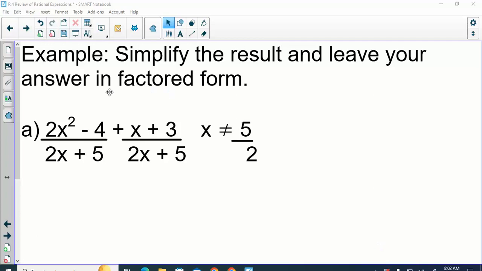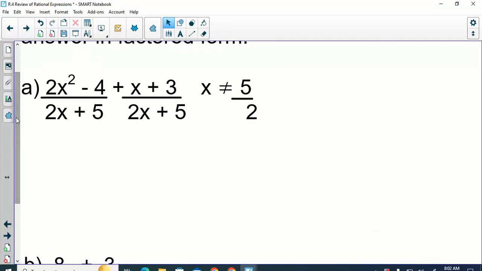So if I asked you to simplify this and leave your answer in factored form, we know from multiplying and dividing, it is sometimes helpful to simplify things first, check if anything factors. That can be helpful here still. However, you really don't need to factor the numerator when you're adding and subtracting. We just really need to factor the denominator.